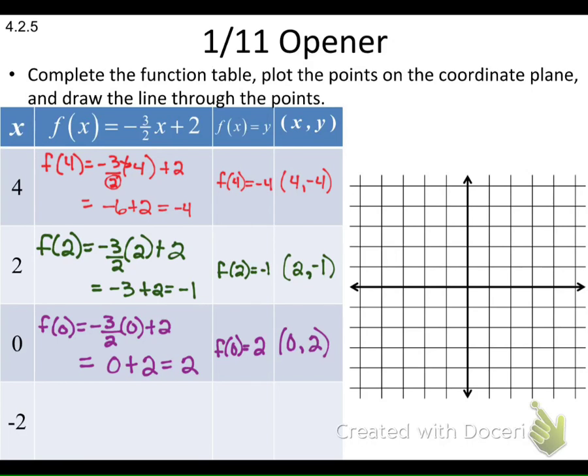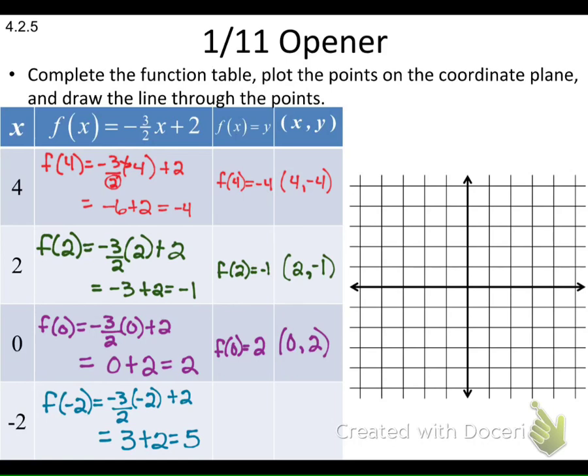The next one. So my last equation for my function table. I'm going to start by writing f of what? Negative 2. Then I write the rest of my equation. Negative 3 over 2 times negative 2 plus 2. Okay? Go ahead and put that in your calculator. So negative 3 halves times negative 2 will be positive. What is positive 6? Nope. It's 3. Positive 3. Bring down my plus 2. What's 3 plus 2? 5.